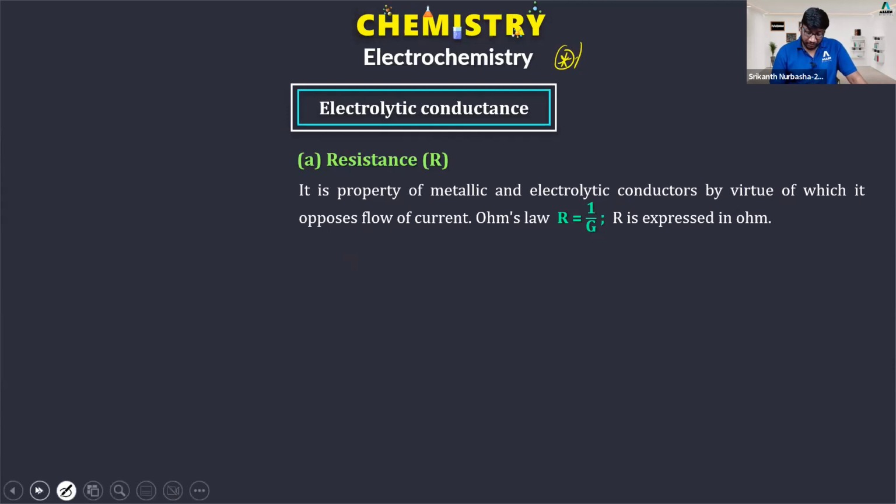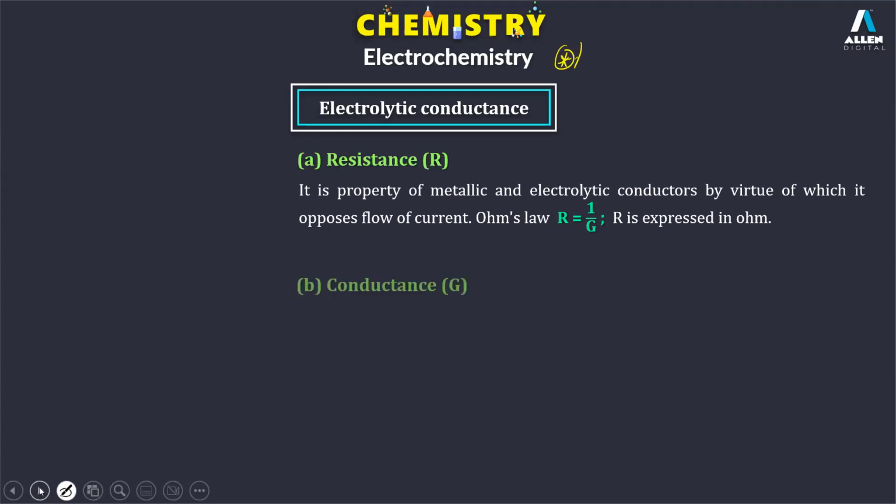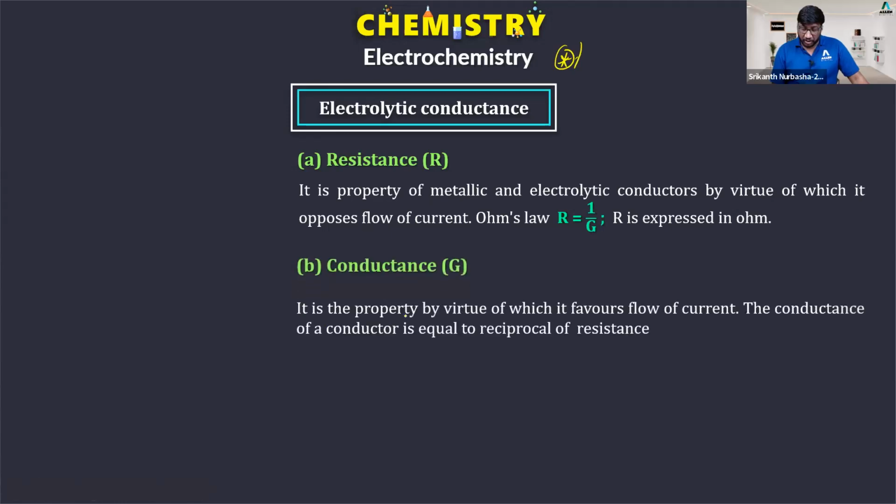What is G? Conductance. Conductance is a property which favors the flow of current. Resistance is a property which opposes the flow of current. And they are just reciprocal to each other. R is equal to 1 by G. And what is R? R, the resistance of the conductor, is directly proportional to the length of the conductor divided by the area of cross section of the conductor.